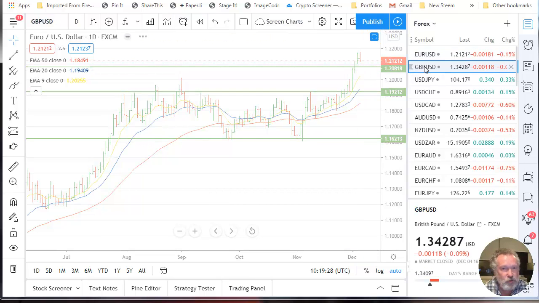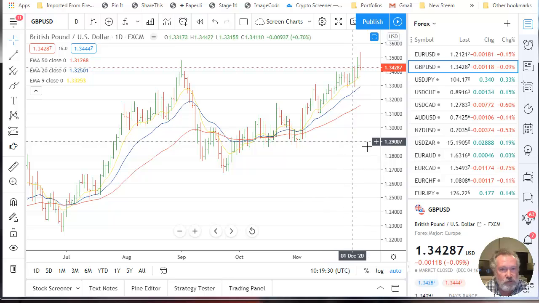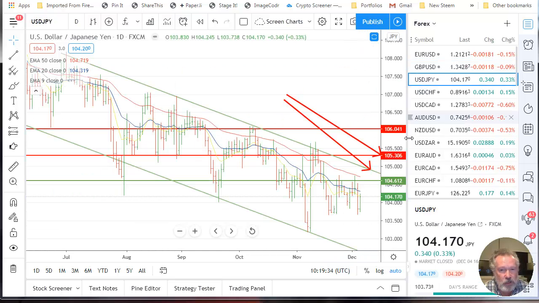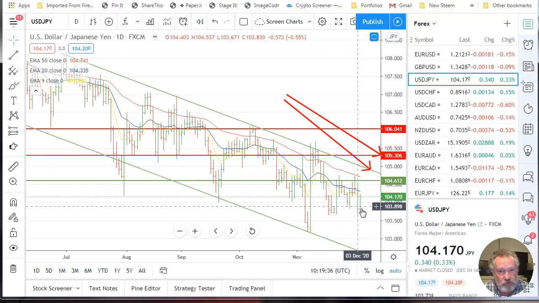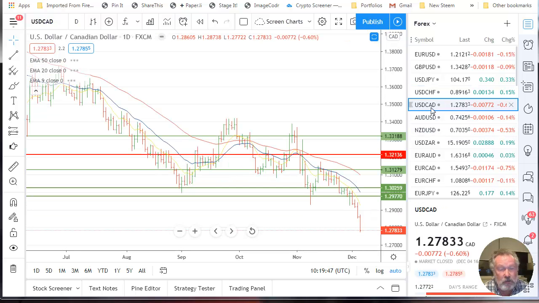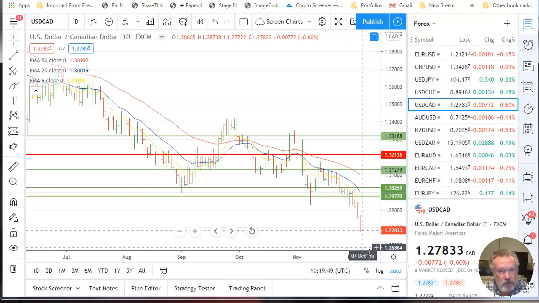So if we step down to the pound US dollar, we'd see we've got an uptrend and we have a red bar. US dollar yen, it's a downtrend, but we have a green bar. US dollar Swiss, it's a downtrend, but we have a green bar. I want a red bar. The US dollar Canadian, we've got a downtrend. This is a very extended move, but we have a red bar. So that is my first candidate for looking at a trade entry.